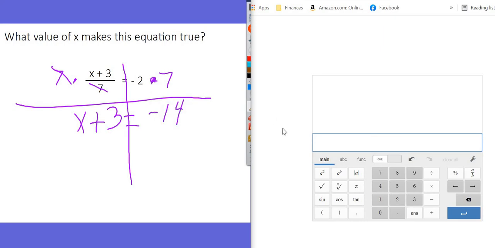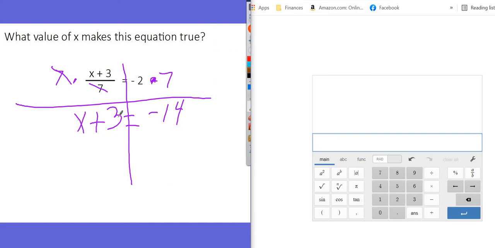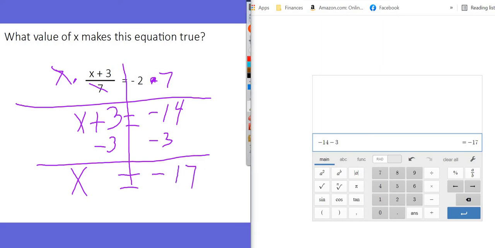You always want to use Desmos. I just didn't to save a little time. Now we've got x plus 3 equals -14. So I'm going to cover up my variable, cover up your x with your finger, and then decide, how do I get rid of that plus 3? Well, you subtract 3 on each side, draw your line. The x floats down, and then let's go ahead and make sure to use Desmos. -14 minus 3 is -17.